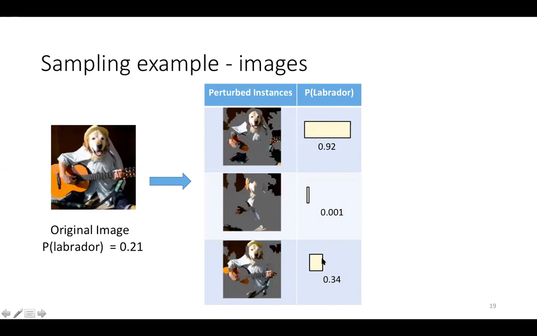Why has the probability gone down? Can anyone tell me? The third image also has the picture of the Labrador more or less clear. But then why has the probability gone down? Yes, Mridul says the hand in the image resembles human-like features. Anything else that you see? Anything else that is confounding?